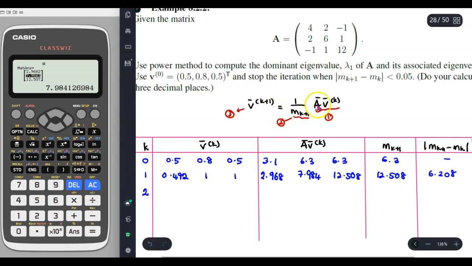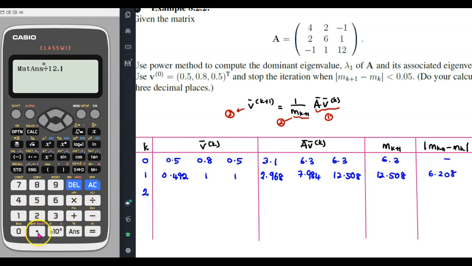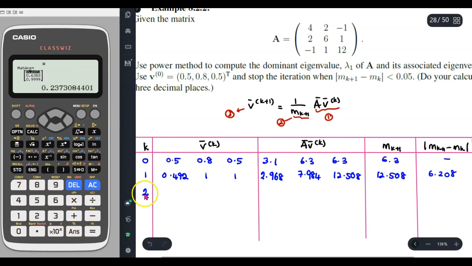So what you do, Avk divided by mk plus 1. Avk is your current view in your calculator, so you divide by your current m, which is 12.508. So that is your latest, or your current v now, vk plus 1. So this is 0.237. And then next you have 0.638, and the last element, in 3 decimals, should be 1.